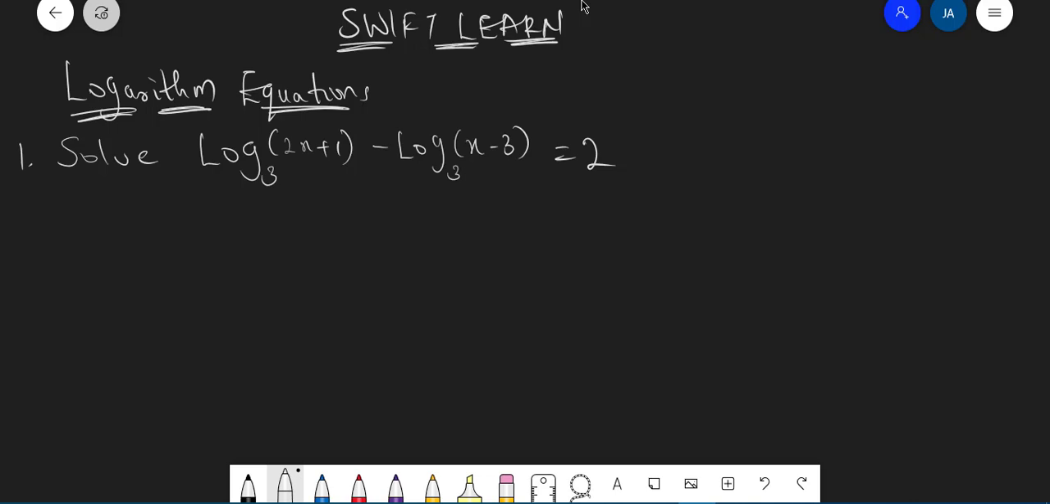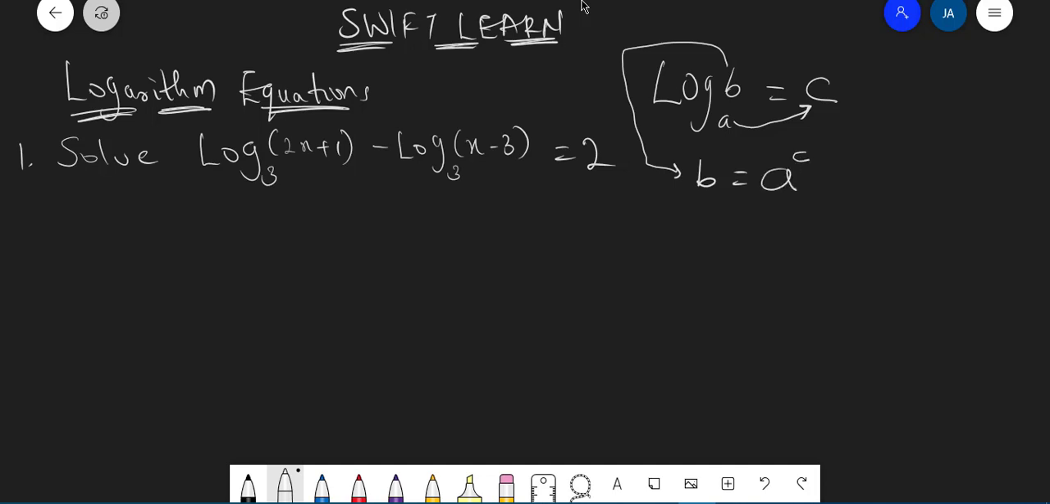So we have: solve log (2x plus 1) base 3 minus log (x minus 3) base 3 equals 2. Now let me tell you a law before we continue. There's a law that states log A base B equals C. I want to remove this log. I have to do like a carrying, to cancel this log, this B here will come down, then this A will carry this C. So you have B equals A raised to the power of C.